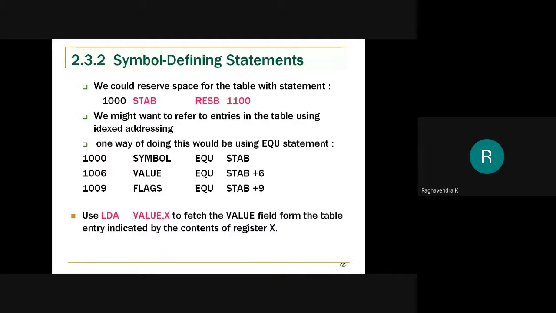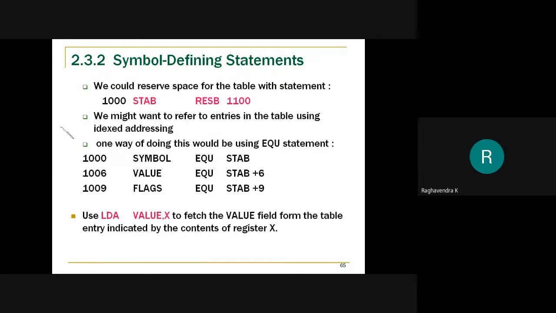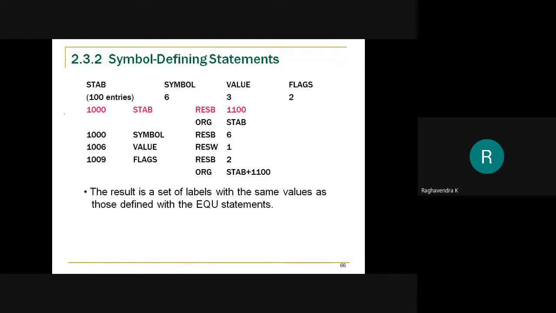So we discussed the application of org for this particular table. So this is how it is done for a table using the equate assembler directive, and this is how it is done for the same table using org. So we first initialize the memory or reserve the memory for that table, then we reset the value back, and then we define the columns. Okay, so this is how we had done that.